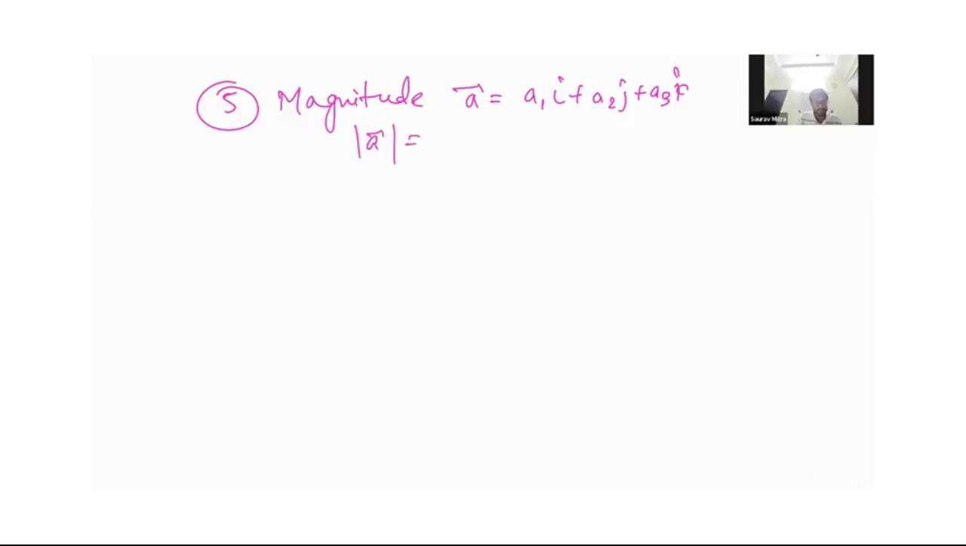Now the fifth term you should know is magnitude. How do we calculate the magnitude of a vector? If a vector A is given as a1 i cap plus a2 j cap plus a3 k cap, the magnitude of A is represented by this notation, and it is the square root of a1 square plus a2 square plus a3 square. Clear? Now let us check whatever we have discussed. Let us do some examples based on this information. So find the value of x.